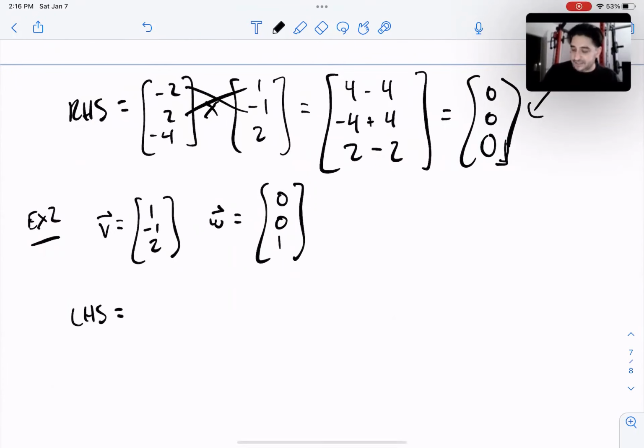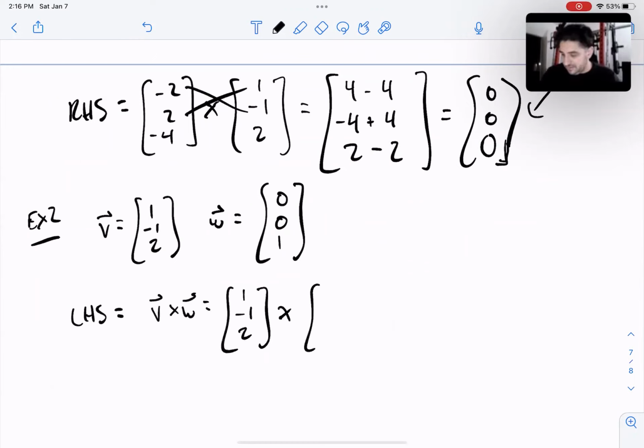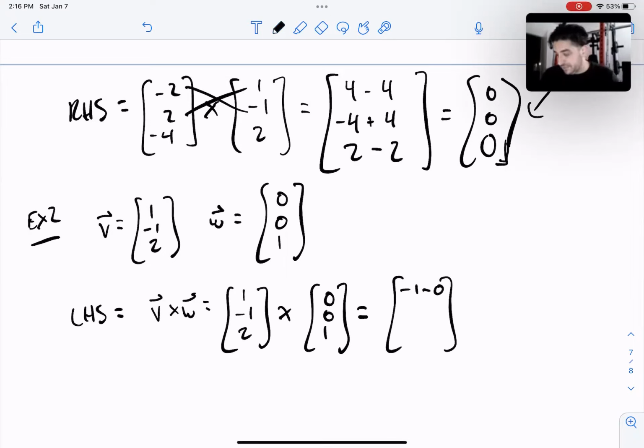Let's try this left-hand side now. V cross W, right? So what does this give us? If I do the x component, I get 1 minus 0. Let me write this out. The y component, I do this minus this, so I get 0 minus 1. And then the z component, I do this and this. I get 0. So this is -1, -1, 0.